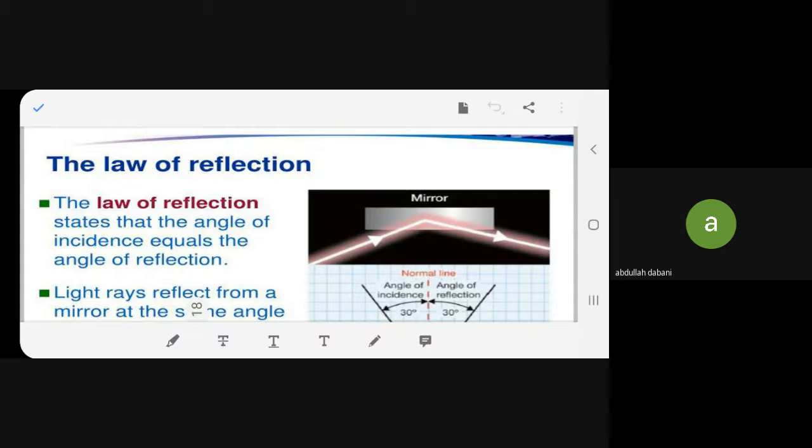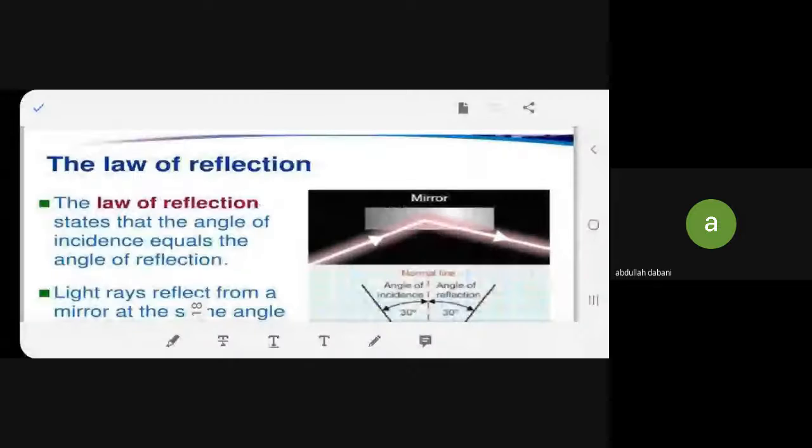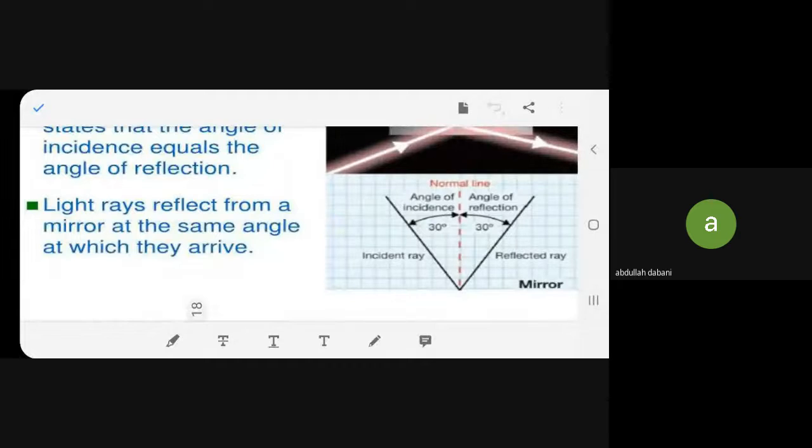Now read this. The same thing but in a different manner. The law of reflection states that the angle of incidence equals the angle of reflection. Light rays reflect from a mirror at the same angle at which they arrive.